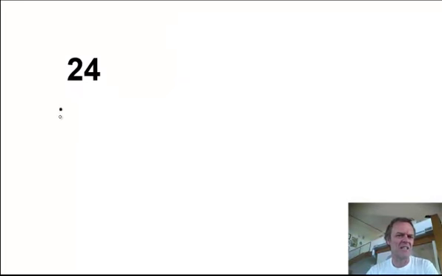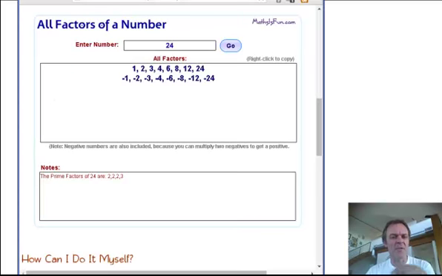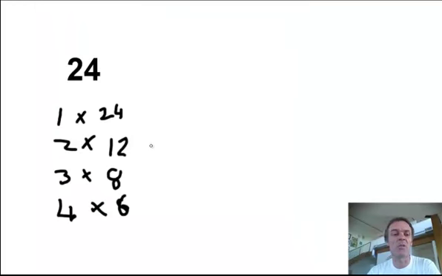Okay, so we can list these. 1 times 24, 2 times 12, 3 times 8, and 4 times 6. All these are options. Now actually look at the negative numbers, because don't forget any one of these. Negative 2 times negative 12 can make positive 24. So be aware that two negatives can make a positive. Okay, so we've got numbers there that multiply together to make 24.